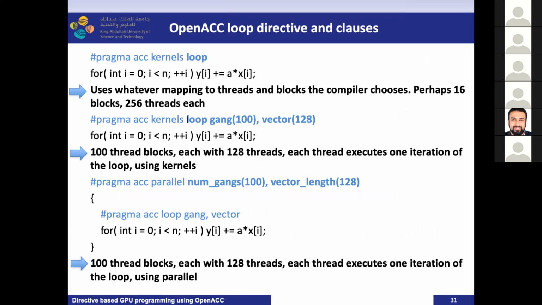So on a single loop, that's one example here where we have the OpenACC kernels loop. We add the loop here, and then we can add the gang and vector clauses. And in this case, we have 100 gangs and 128 vectors. So basically, we have blocks of threads. But if you use the ACC parallel, which is a slightly different directive, we use instead num_gangs and vector_length. So essentially, we have 100 thread blocks here, and each block has 128 threads in this example.